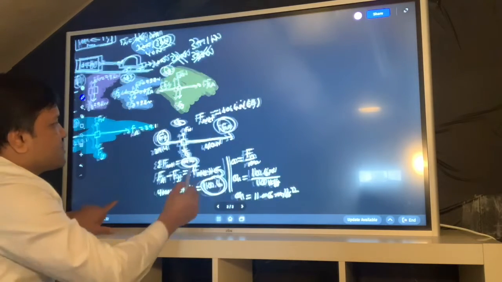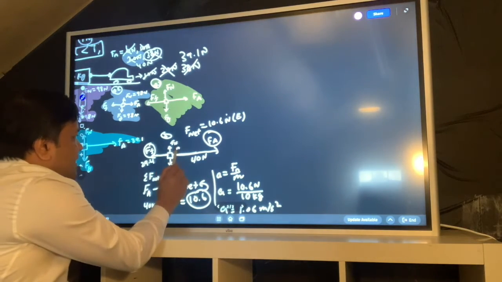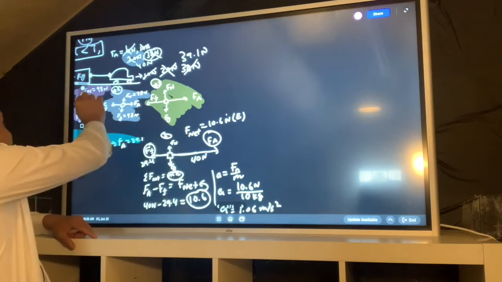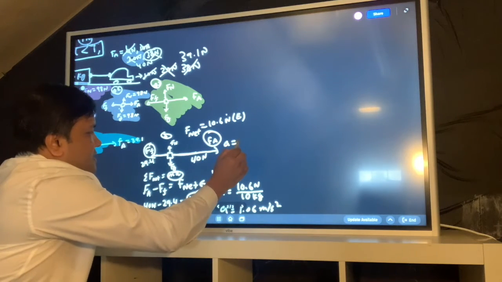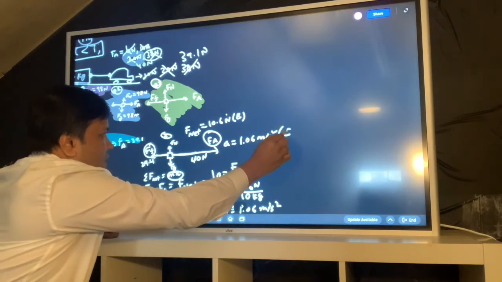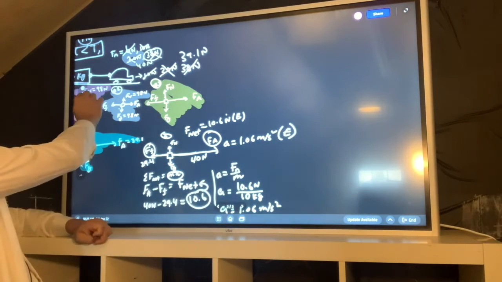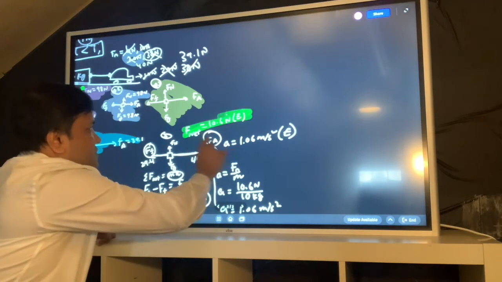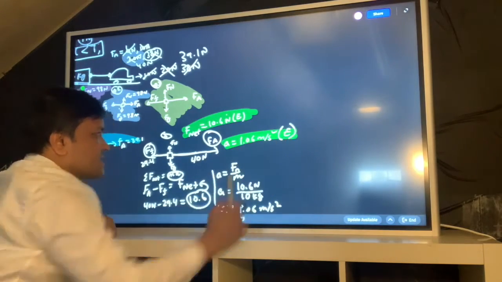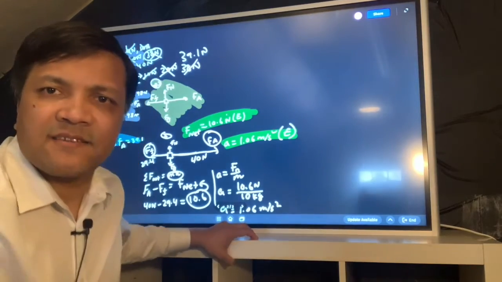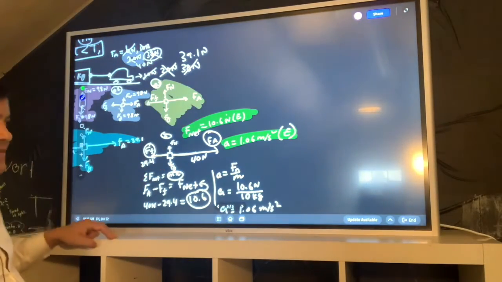So acceleration of this box is 1.06 meter per second squared to the east. Why to the east? Because if the net force is to the east, acceleration is to the east as well. Net force is always in the direction of acceleration, and acceleration is always in the direction of net force.